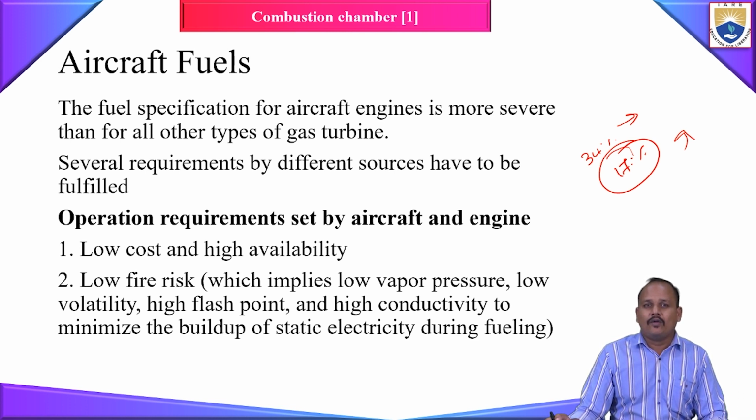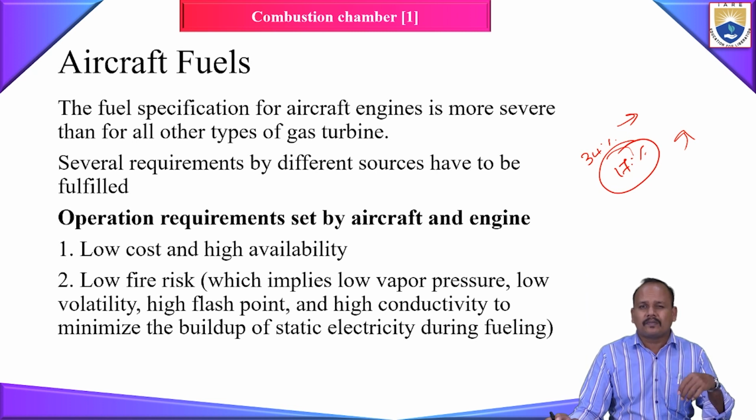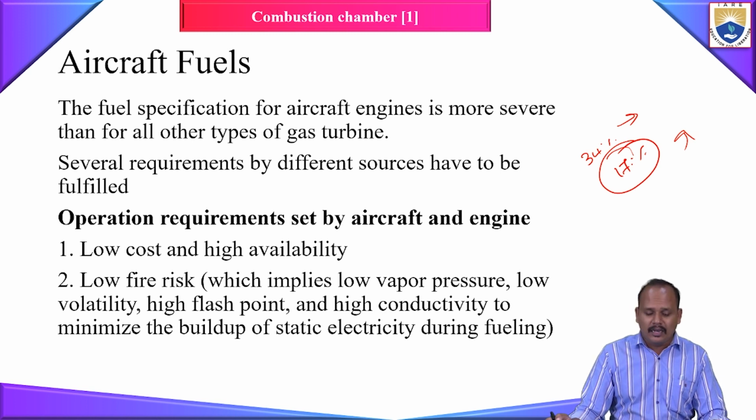So what is the meaning of low vapor pressure? It's the tendency of your fuel to readily convert from a liquid phase to a vapor phase. It should not easily convert into vapor phase. If it is converting, then your fuel is basically highly unstable, and it should have low volatility, and it should have a high flash point.